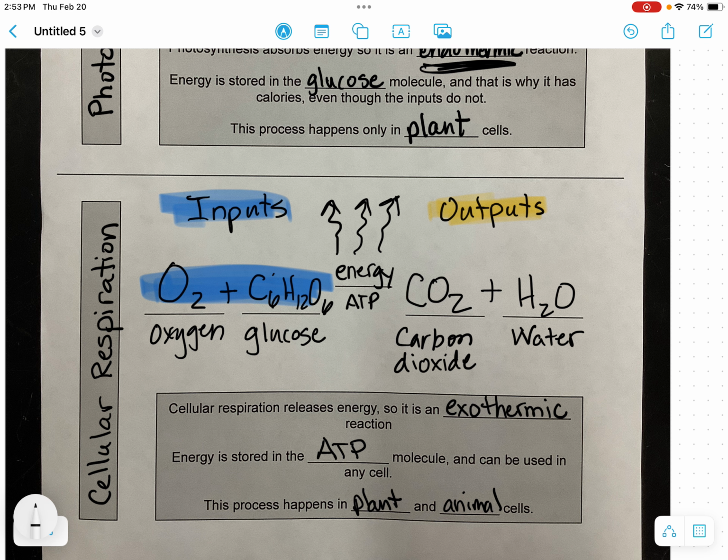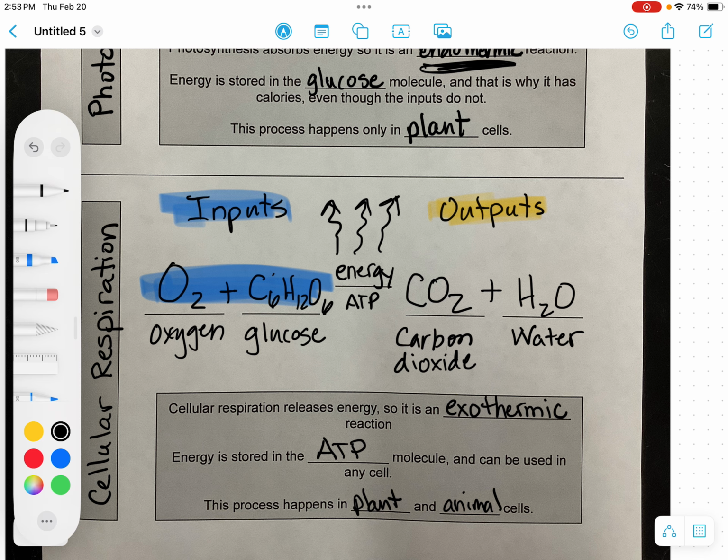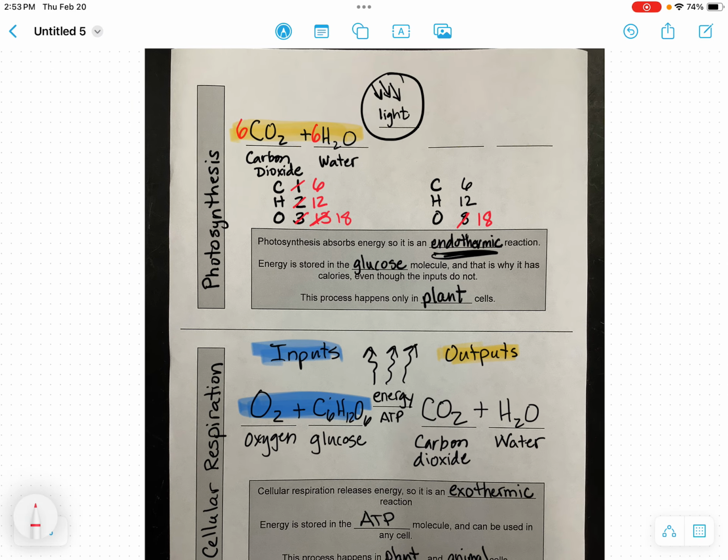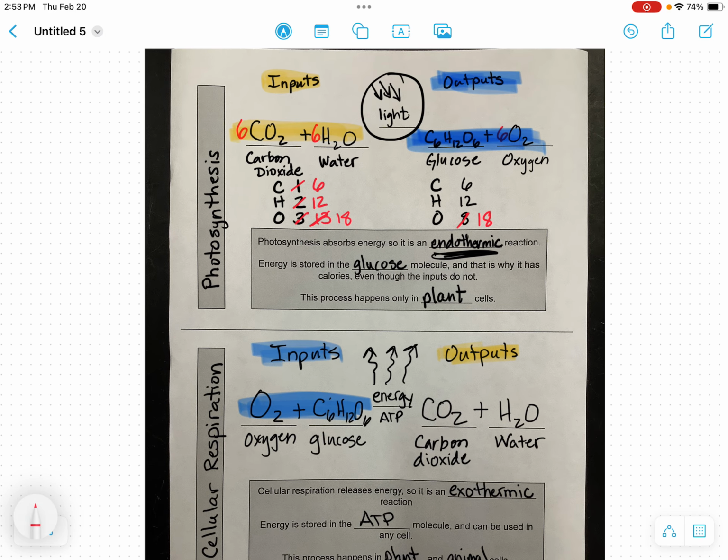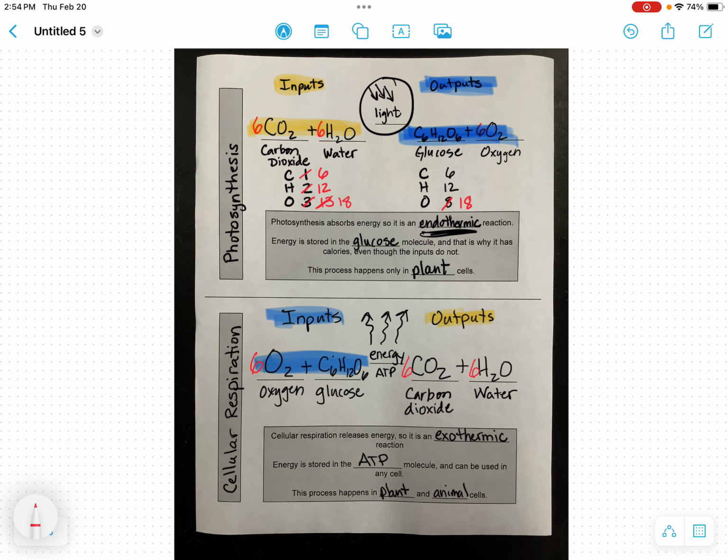Okay, so we're almost there. We're in the home stretch here. The only thing that you guys need to understand is how to balance this. Well, luckily for us, we actually did the hard work of that earlier, and we balanced this equation in the reverse order. So if we have the same inputs and outputs, but they're just switched sides, then we know that we're going to still use 6 carbon dioxide molecules and 6 water molecules for the output. And those are going to balance 6 oxygen molecules and 1 glucose molecule on the other side for the inputs.